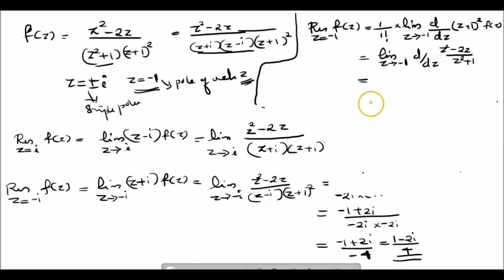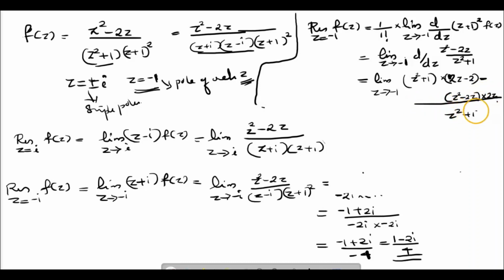Now differentiating, the limit as z tends to minus 1. Differentiating this is u by v form. So denominator into derivative of numerator, that is (z square plus 1) into (2z minus 2), minus numerator (z square minus 2z) into derivative of denominator 2z, divided by denominator square. No need to simplify this formula.